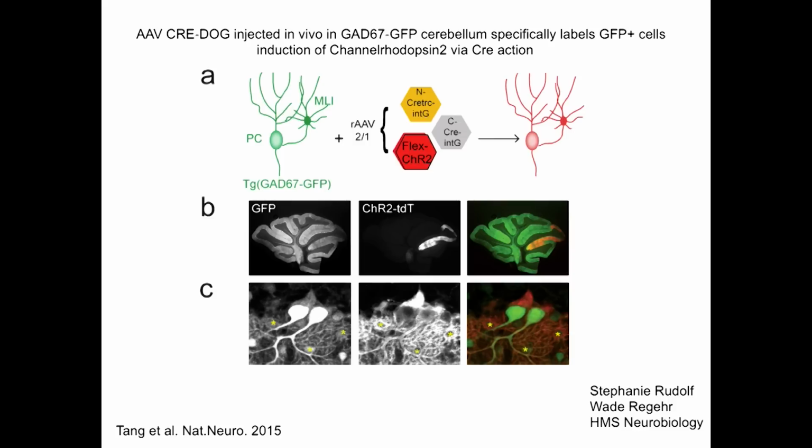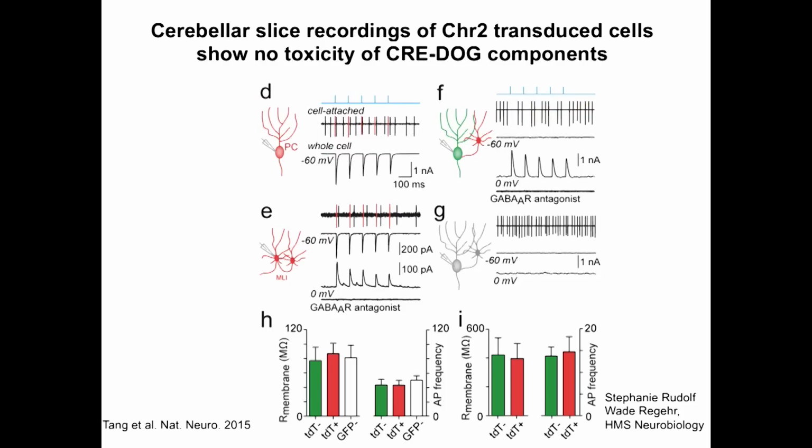She then could do slices and do recordings, the same kinds of things that Genia did, and looking at Purkinje cells or the molecular layer interneurons. And if you look down here, again, you can see membrane properties, action potentials were unperturbed by the introduction of all of these components. So again, hopefully meaning that one can use the system and drive channel rhodopsin or any optogenetic protein without worry about perturbing the physiology of the cells through the method itself.